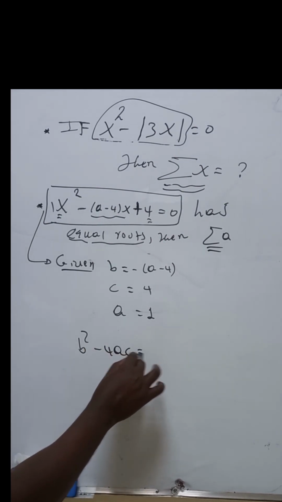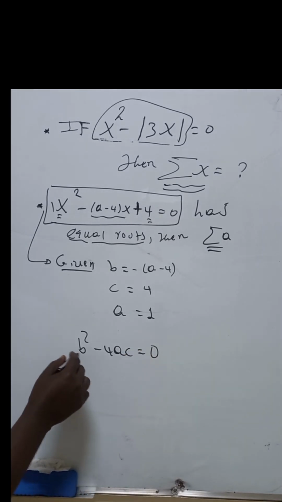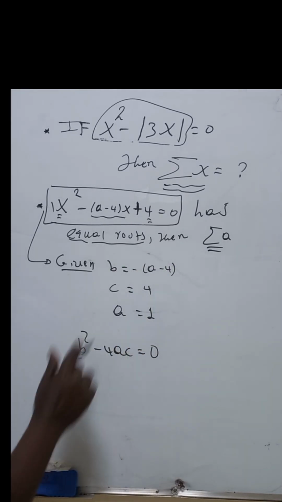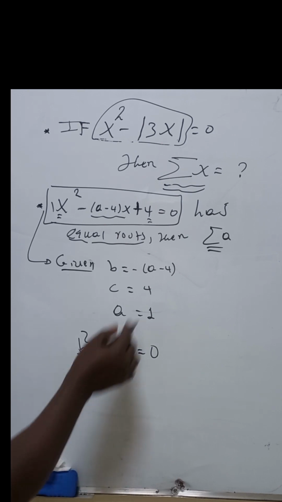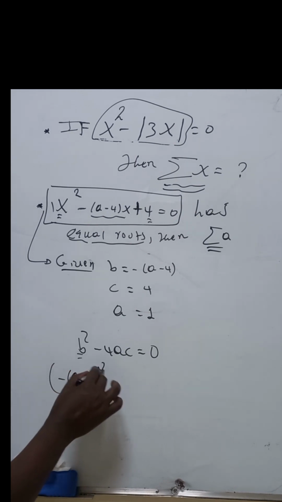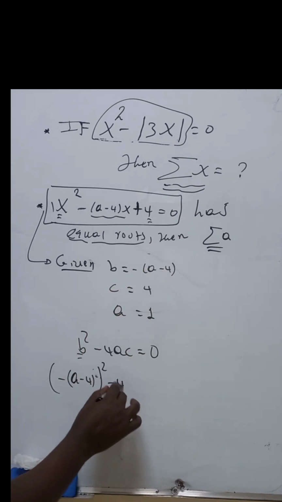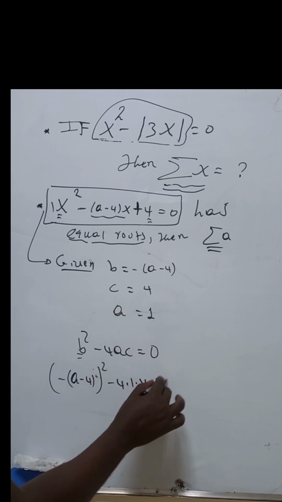What does this value mean? B squared minus 4ac should be 0. So what's b? B the whole square means simply you can take a minus 4 the whole square, because if you make it minus 1, the whole square will be the same. Minus 4 times a is what? A is already 1, c is already 4, which is exactly 0.